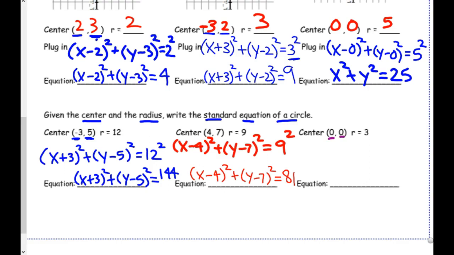Now, remember, when you have zeros, if you want to skip the step where you write x minus 0 and y minus 0, that's cool with me. Okay? It's just going to be x squared plus y squared equals 3 squared, which is 9. So those centers at 0 are kind of easier, right? Not a lot of thinking there. Flip it over, please.